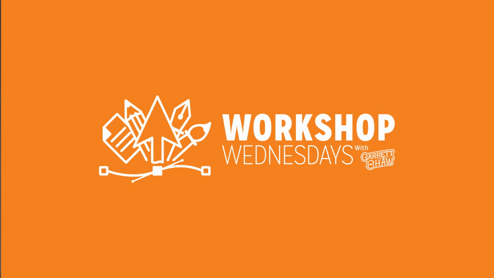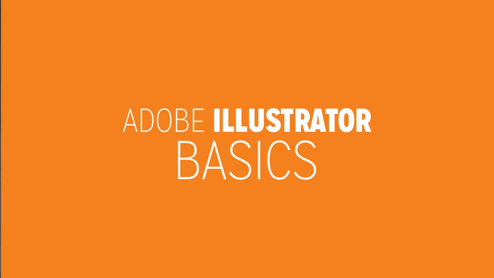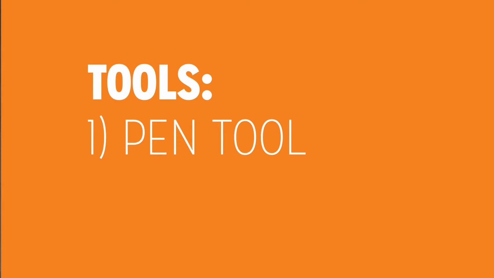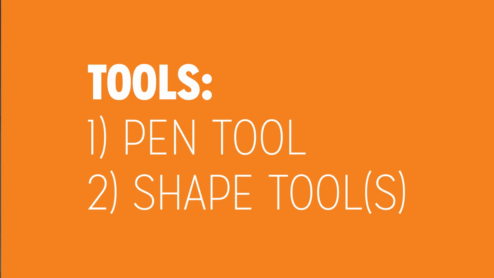Today I'm going to be taking you guys through the very basics of Adobe Illustrator. I'll be taking you guys through two primary sets of tools. Number one, the pen tool, and number two, the shape tool. There's a bunch of different variations of both of them, but they are the core of Illustrator. You can pretty much create anything you want straight from those two tools.